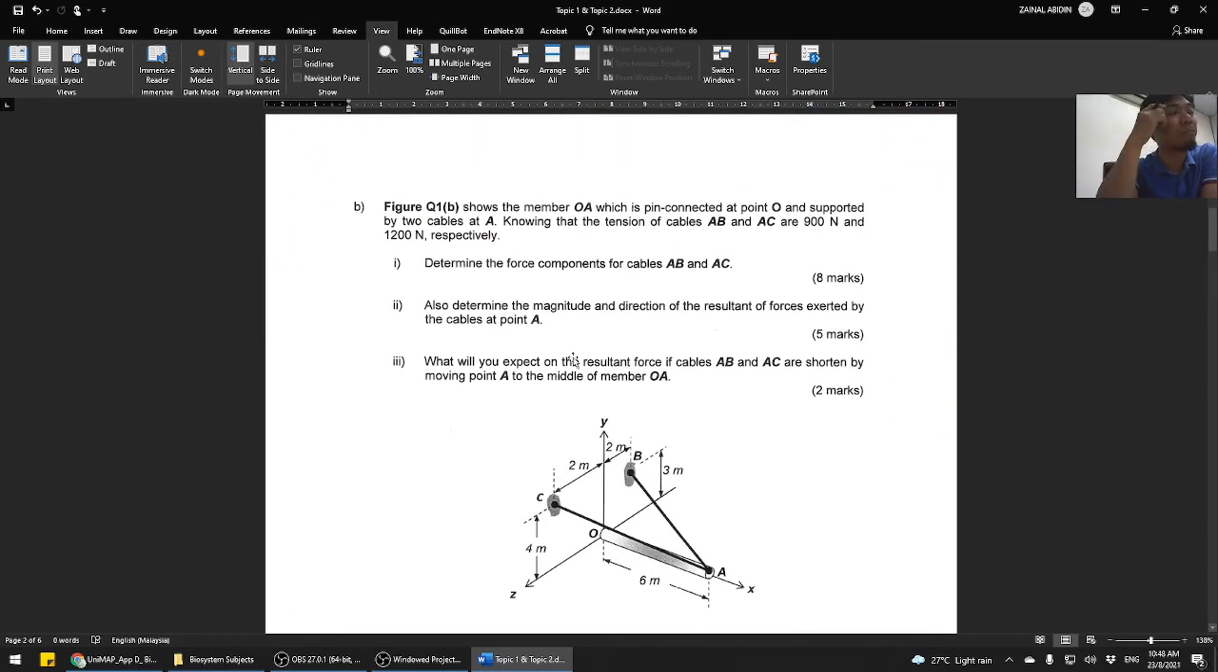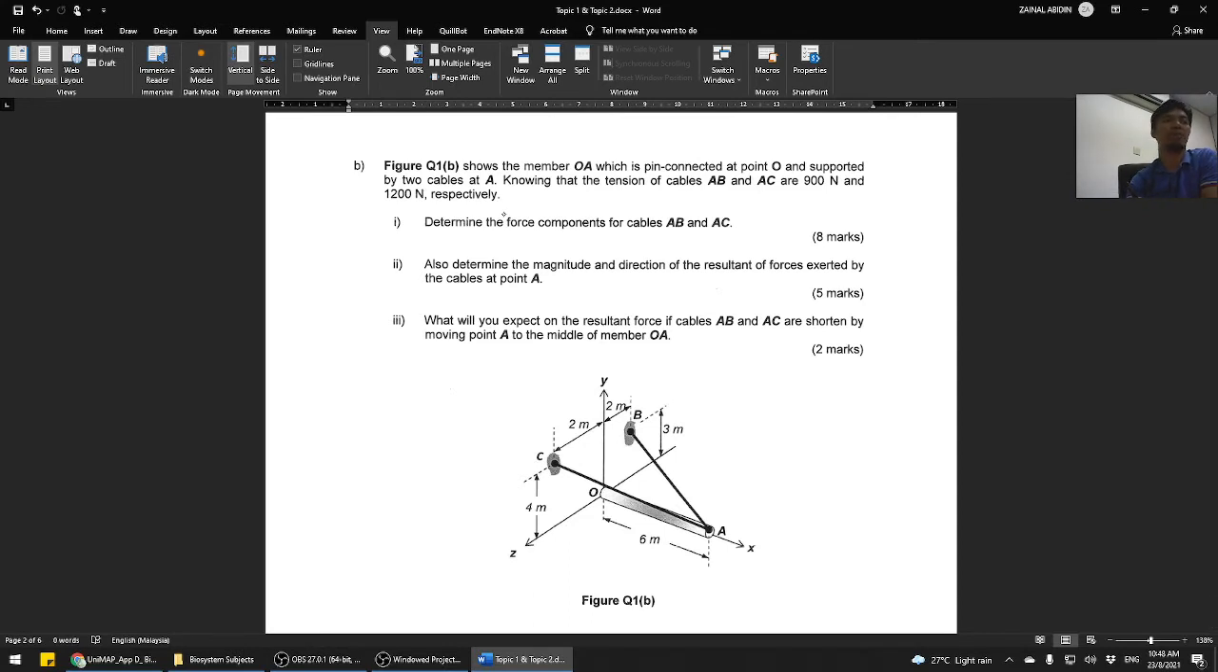For question 1B, figure Q1B here shows the member of OA. Okay, the member of OA. This OA is like a cylinder, placed horizontally, which is pin connected at point O. The pin connected. And supported by two cables at A. There are two cables supporting at A. Knowing that the tension of cable AB and AC are 900 Newton and 1200 Newton respectively.